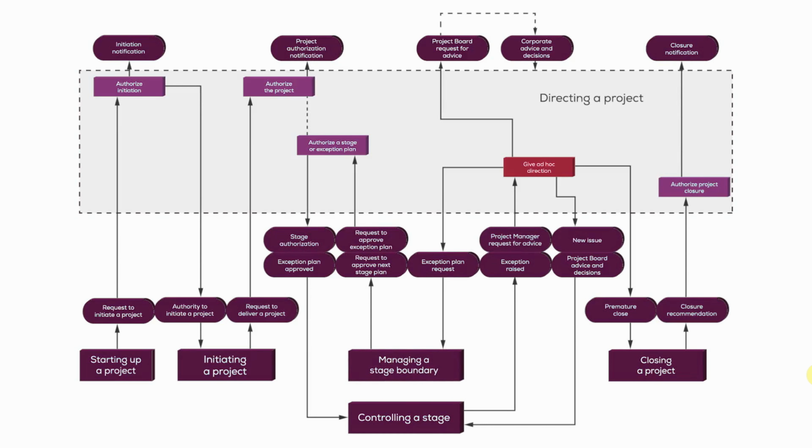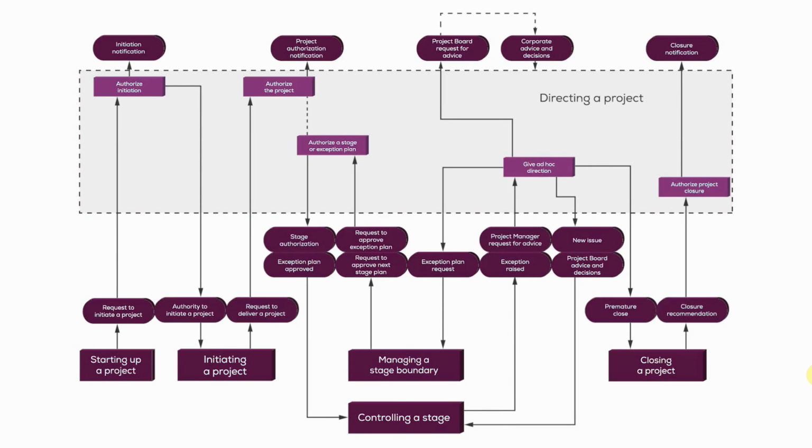In other words, the current stage, which has gone into exception, will come to a close, will come to a halt. The managing a stage boundary process will be triggered right there in the middle of the stage, and an exception plan produced. Now, if managing a stage boundary produces an exception plan, it goes back up into the third activity, authorize a stage or exception plan. And if that is approved, boom, we're back down here to controlling the current stage. So this whole exception process is facilitated by the interactions that are possible here between the processes below, the third activity, authorize a stage or exception plan, and this fourth activity, give ad hoc direction.